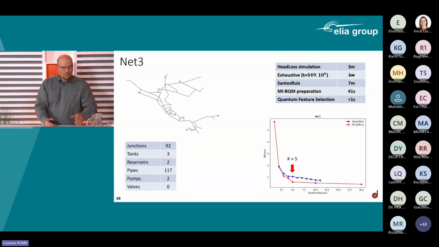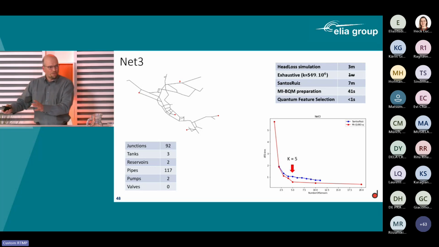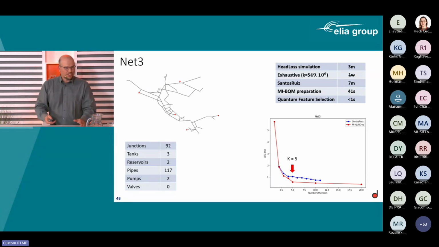If you scale that up, so here with Net3, you have tripled the amount of junctions. You also add some reservoirs to your network. You see that the exhaustive calculation was not possible anymore. It would take me a week to just calculate everything, so we didn't do that. Santos Ruiz takes a little bit more time to simulate the whole thing, 7 minutes. The quantum feature selection, however, still took 1 second, just the same as in Hanoi. So just feeding the QUBO formulation to the D-Wave machine and getting an answer is very stable, less than a second.